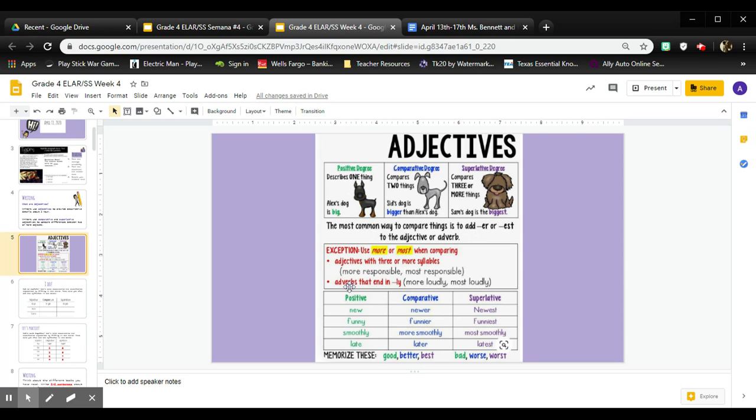If I see an adverb, so an adverb describes a verb that ends in ly. So we have loudly. We add more or most.